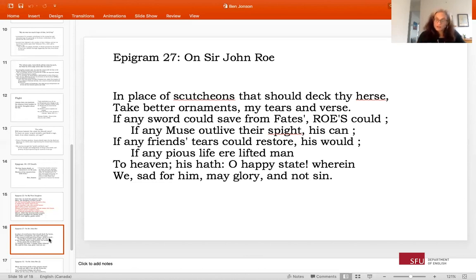So, as I've said, it was a fairly dominant religious belief, particularly a Protestant religious belief, that it was sinful to mourn excessively when you were certain of the salvation of the deceased, and that mourning excessively suggested that you weren't certain of their salvation.